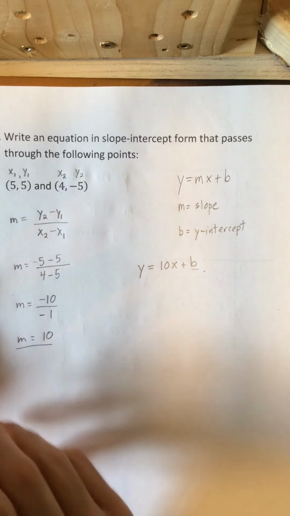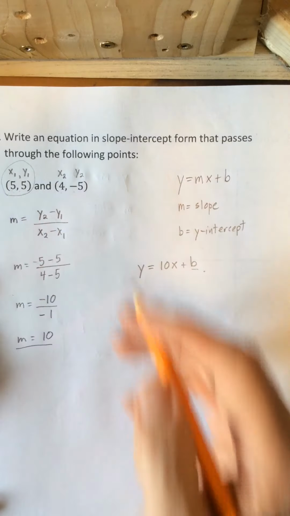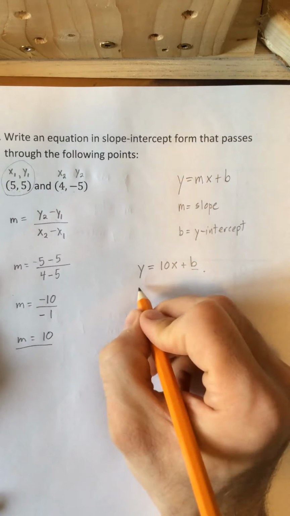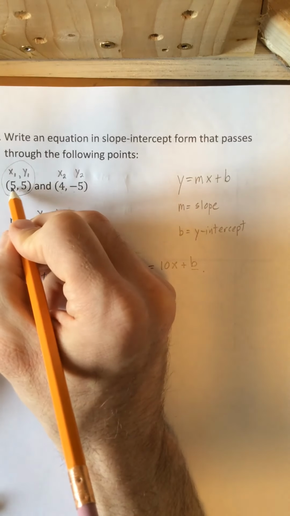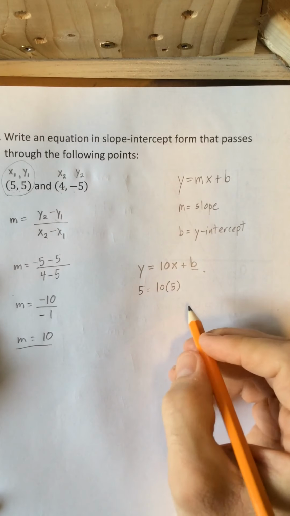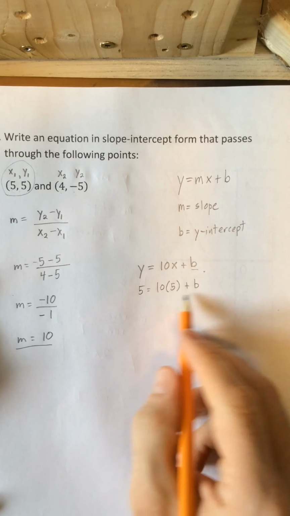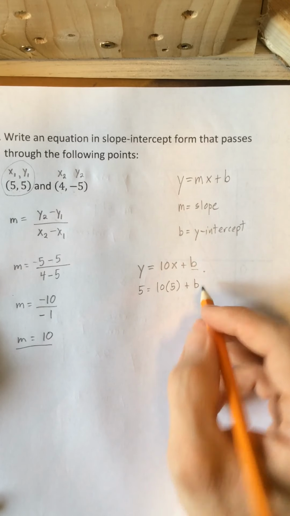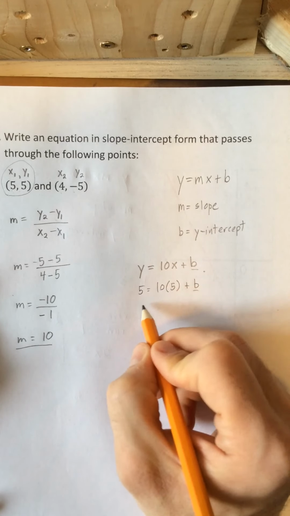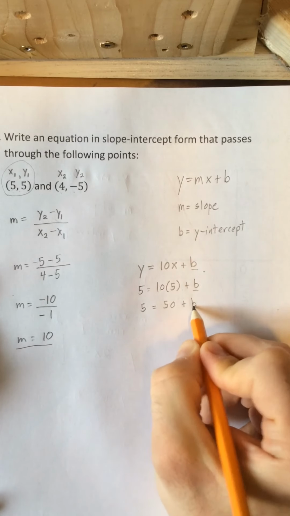It does not matter which coordinate you use. I'm going to use this first coordinate because, again, it's the first one given. So I'm going to replace my y value with 5. And I'm also going to replace my x value with 5 because in this coordinate, 5 is both the x and the y value. And then plus b. Now, if you look at this equation, there's only one single unknown variable, b. So if we multiply 10 and 5 together, we get 50 plus b.